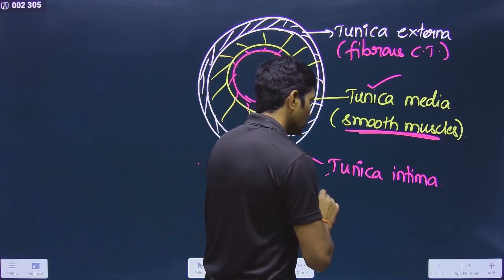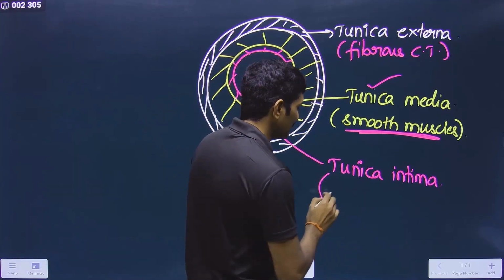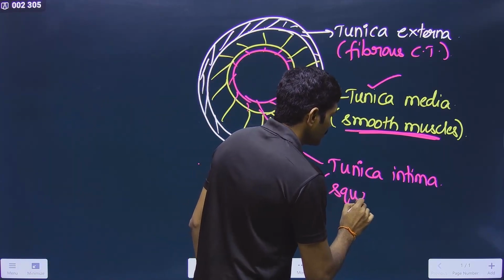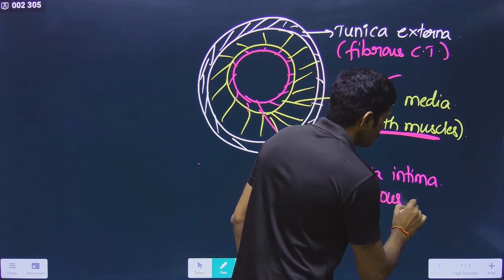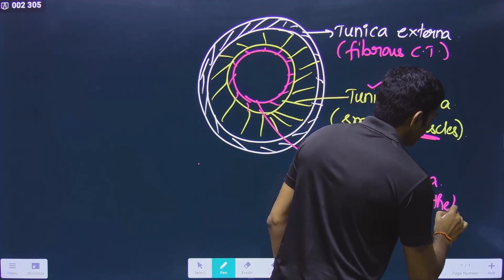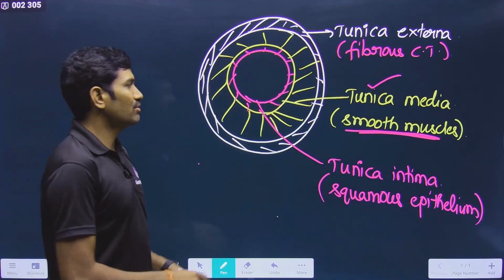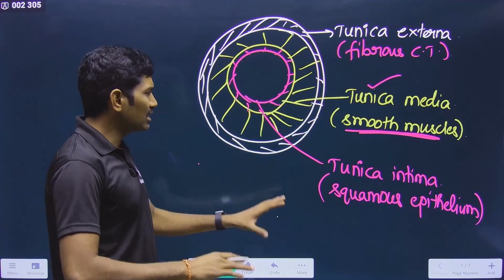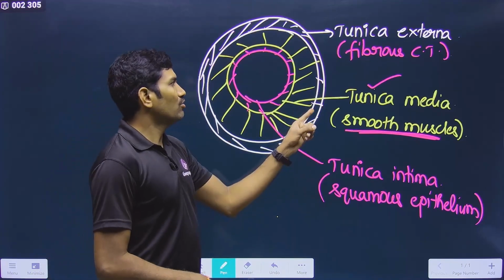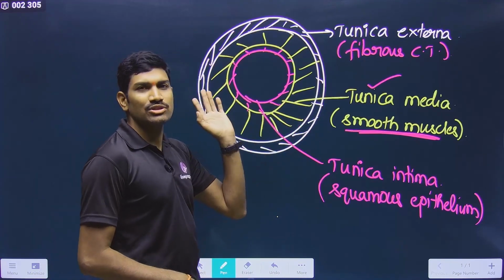And the innermost is the tunica intima. Generally it is having squamous epithelium. So in this way it is having the various layers. Whether it is an artery or a vein, these are the three layers: outer tunica externa, middle tunica media, innermost tunica intima.